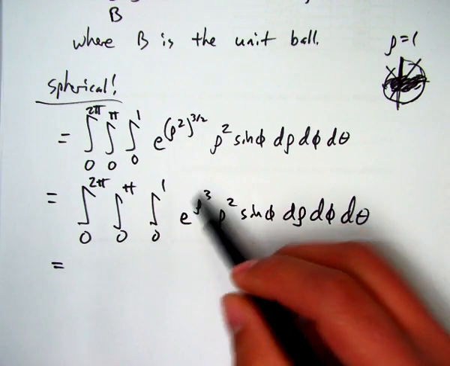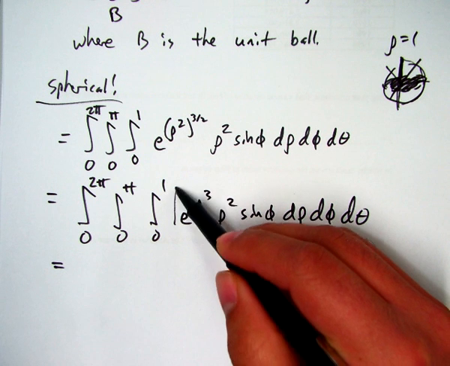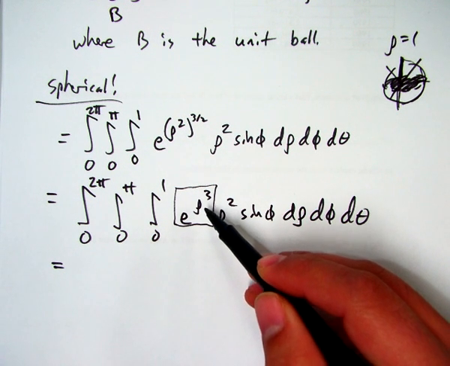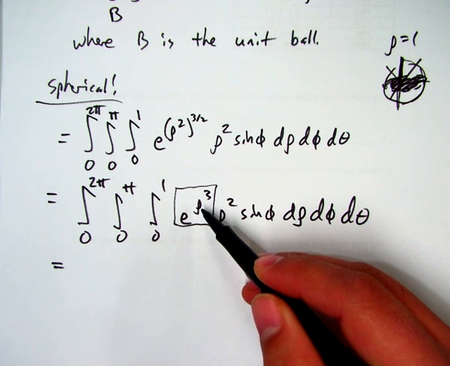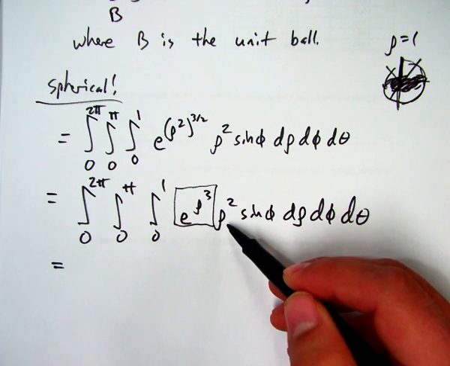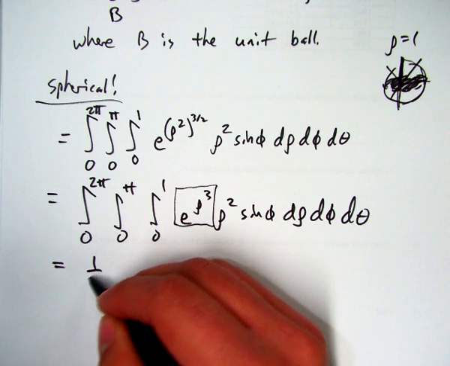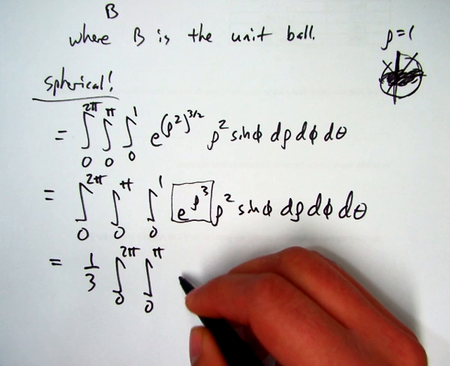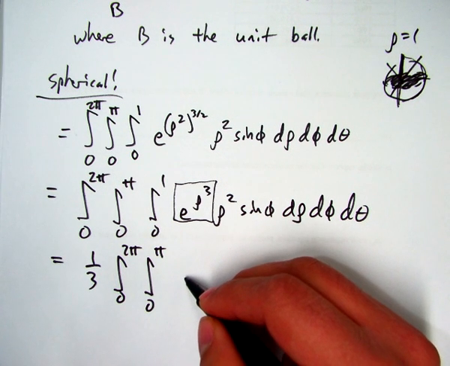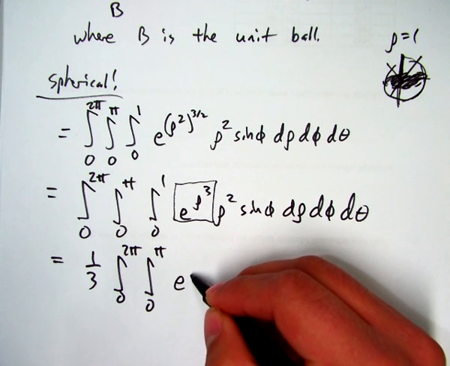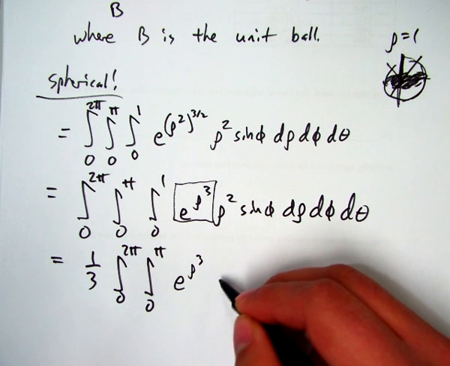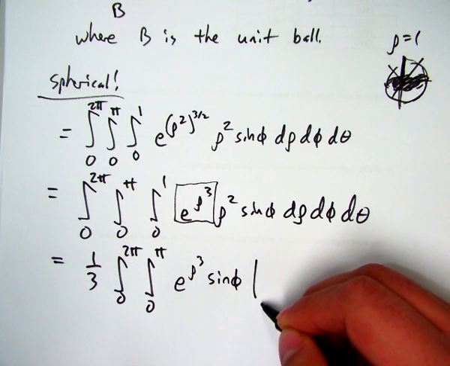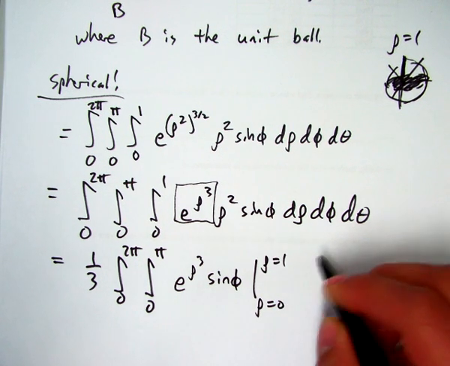So if I focus here and let u equal rho cubed, I get the 1/3. Does that make sense? Pull out a 1/3. So 0 to 2 pi, 0 to pi. Use substitution, right? Yeah. Nice. So then we get e to the rho cubed sine phi evaluated from rho equals 0 to 1 d phi d theta.